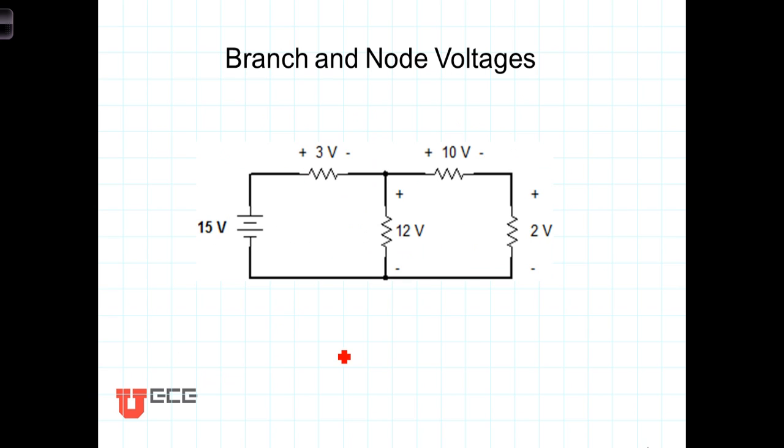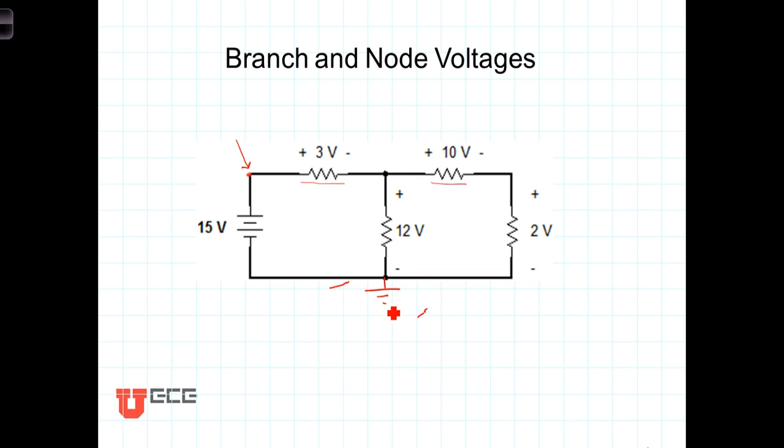To understand that, let's make sure we understand the difference between a branch voltage and a node voltage. A branch voltage is the voltage across a branch within the circuit. In this case here, we've got a 3-volt drop across this resistor. Over here, we've got a 10-volt drop across that resistor, similarly a 2-volt and a 12-volt drop across those resistors. On the other hand, if we wanted to talk about the voltage at a point in the circuit, we would need to specify what we were referring it to.